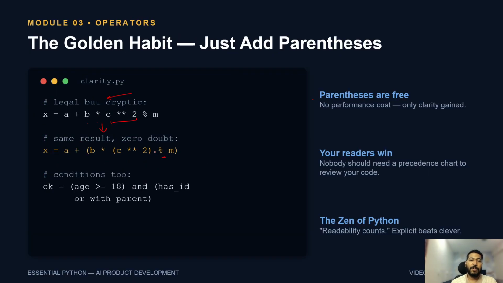Then you can do either the modulo or the multiplication, compute this expression, and after that perform the addition. The similar kind of practice you can also apply while writing a conditional statement. This is the condition that we are writing: okay will be when the age is greater than or equal to 18. Now I'm segregating this condition, appending with and, then has id or with parent. That's how, if you write it in plain English, it is easier to interpret and a bit easier to understand as well.